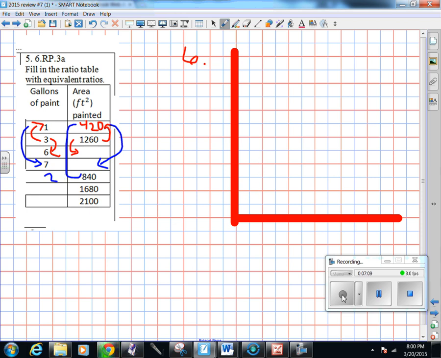Then what you have to do is you have to graph it. So if I look at this, this column is my X, this column is my Y, and I see I've got 1, 2, 3, so I'm going to count by ones on my X-axis. So I label my X-axis and keep my intervals nice and even. So I'm going to put gallons of paint.